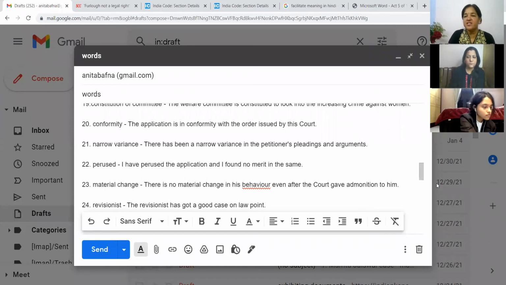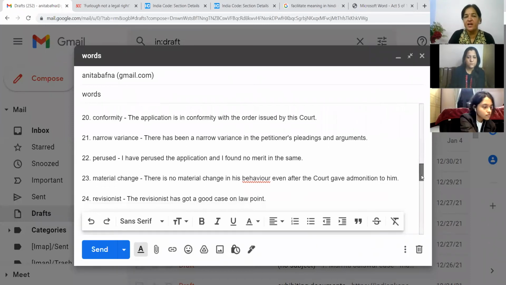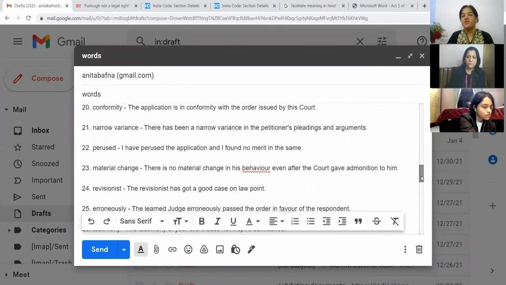Revisionist. Now revisionist one word. Revision आपको पता है उसी का मतलब है. तो जो revision होता है, I have told you review is before same court, revision is before the higher court. Revisionist, तो जो revision करता है उसको revisionist बोलते हैं. Revisionist has got a good case on law point. You can always say कि revisionist जो petitioner है या revision कर रहा है उसका case बहुत अच्छा है law point पे.